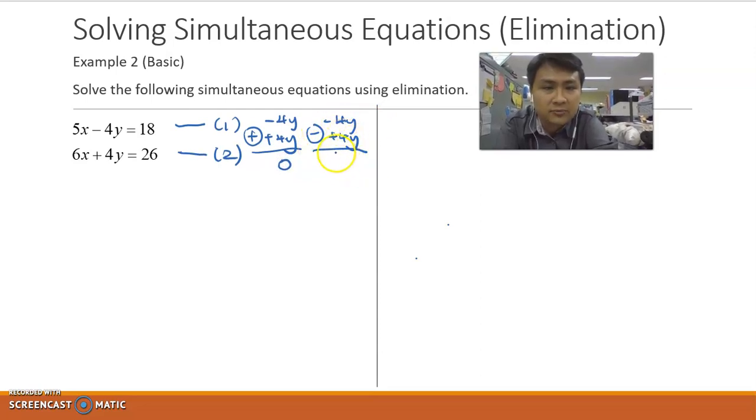Negative 4 minus 4, we get negative 8y. So the obvious choice will be to use plus. Or another way to remember it is when the signs are different, you choose plus. So now we will take equation 1 plus equation 2.